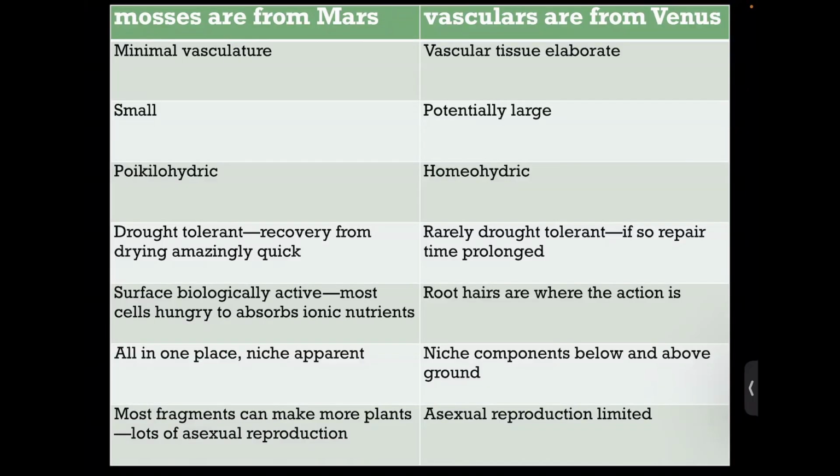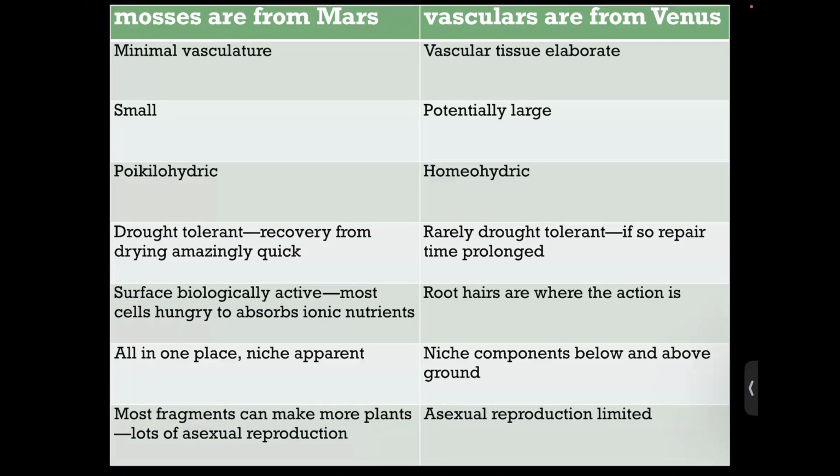Mosses tend to be small, probably because they don't have lignin. They have a hard time holding themselves up. You couldn't get a moss the size of a redwood tree unless it was on the ground. Whereas vascular plants, they could be small. Some of them are small, but many of them are large, so they're potentially large.